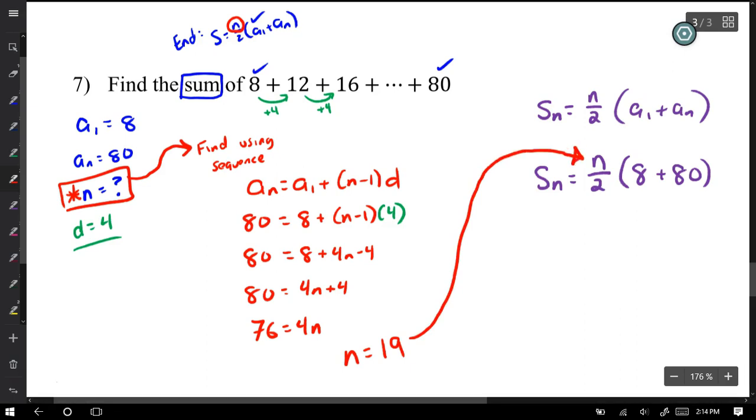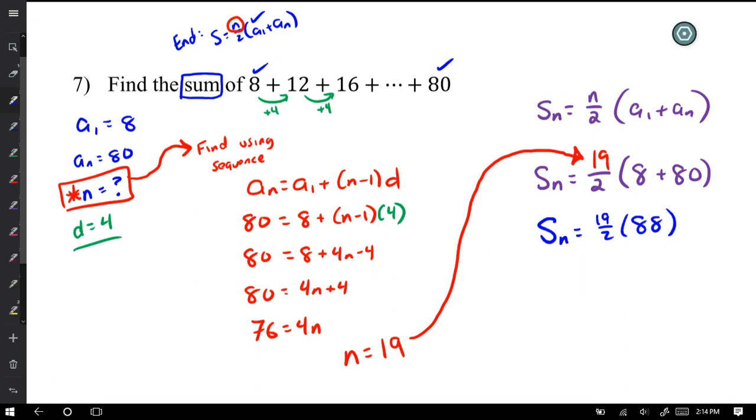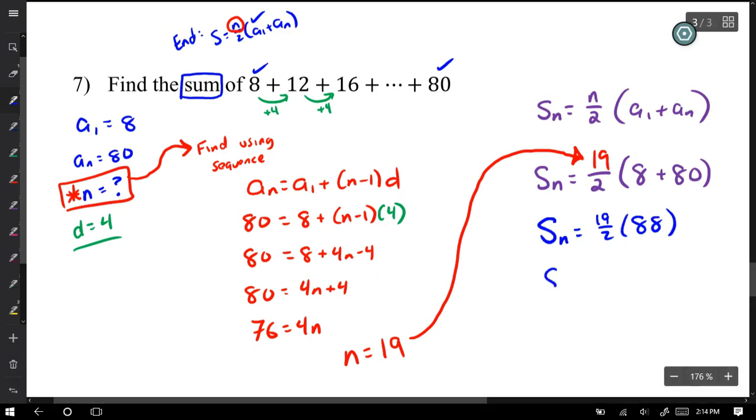So now I have everything I need to go to that formula. I can just erase that n, which is why we use pencils, and I can put 19. So then my sum is going to be 19 halves times 88. And once I do that, we are going to get our sum of the numbers, which I believe is 836. So there's your sum.